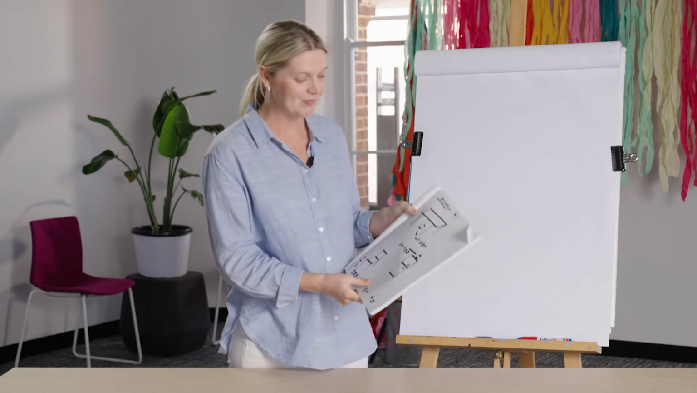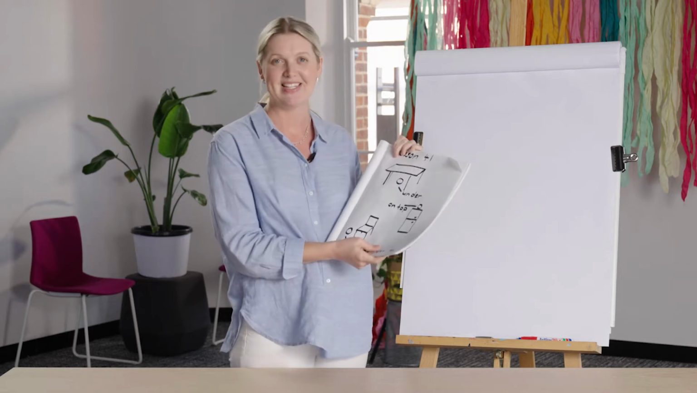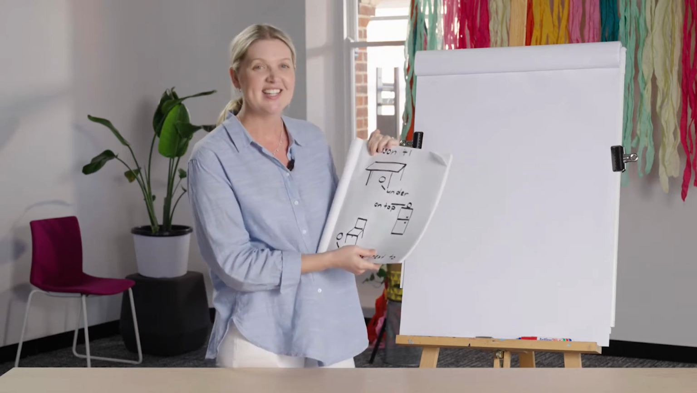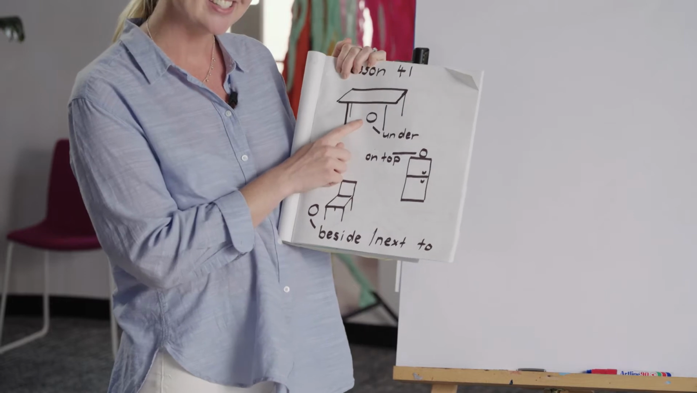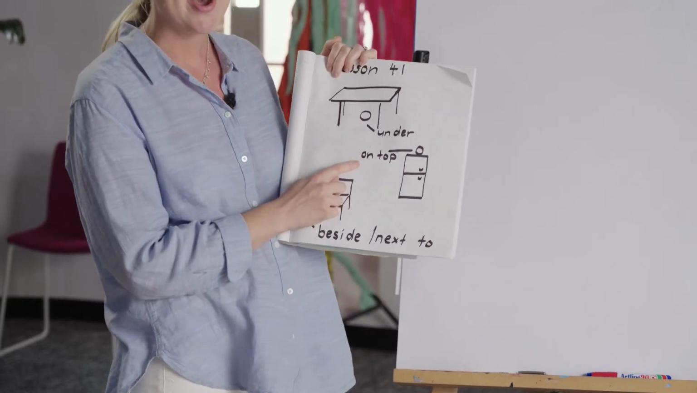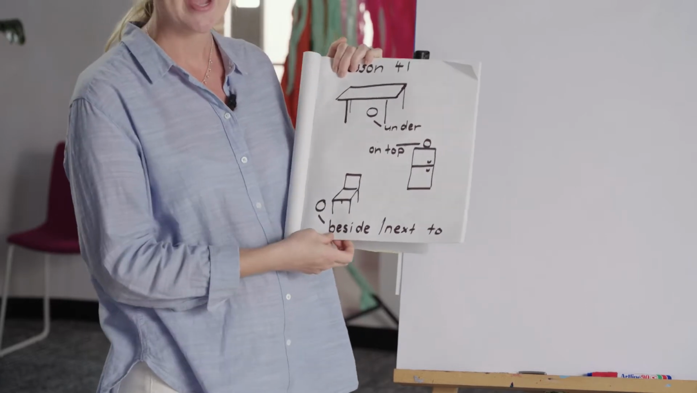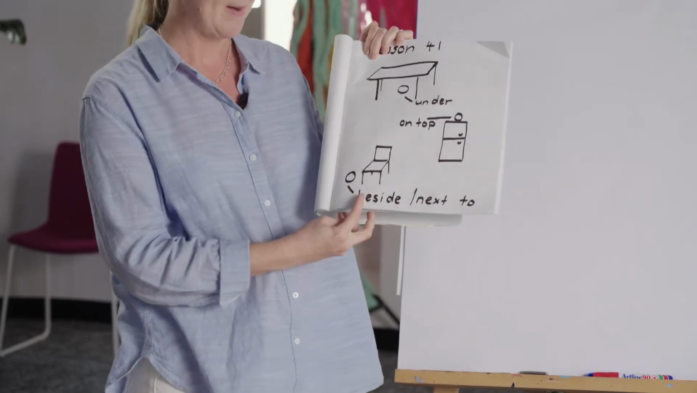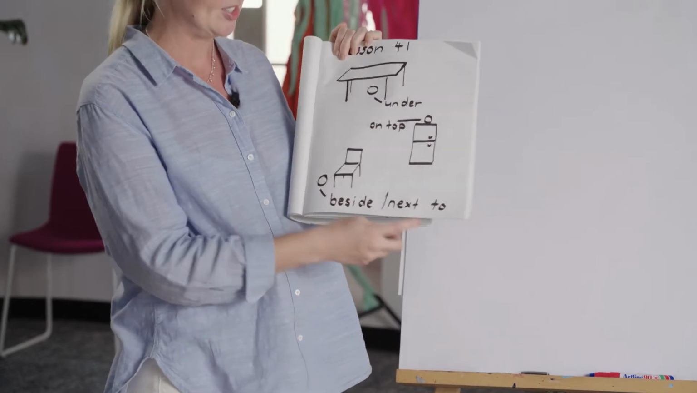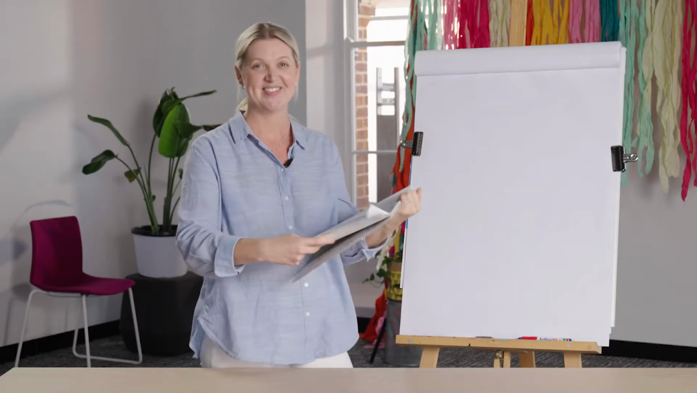My favourite toy is my toy ball, and I drew my ball in different positions around the house. So I drew the ball under the table. I drew the ball on top of the fridge. Finally, I drew the ball beside or next to the chair. Well done. Now, our learning intention today is to understand words that we might need to give and follow directions.